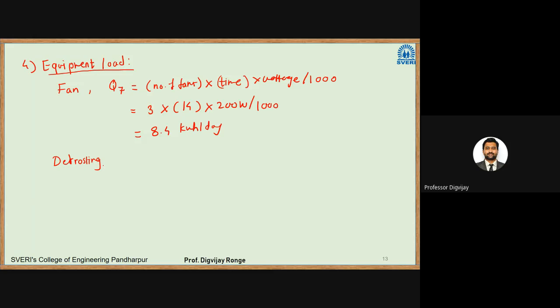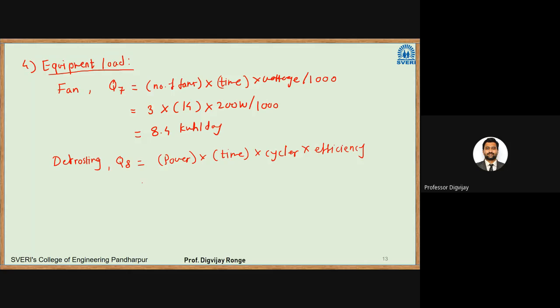Okay. So that we have to consider here. So defrosting, that will be Q8 is equal to power of that heating coil into its time, how long we will use it for defrosting, into cycles, that is how many times a day we will defrost, into its efficiency.